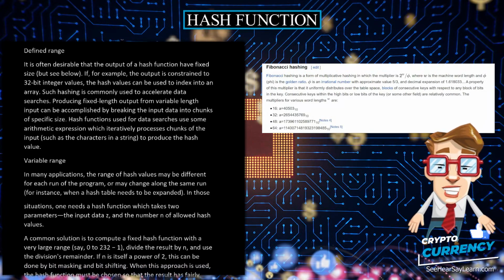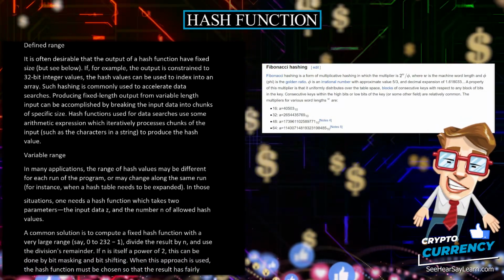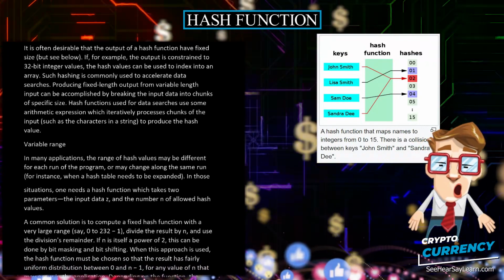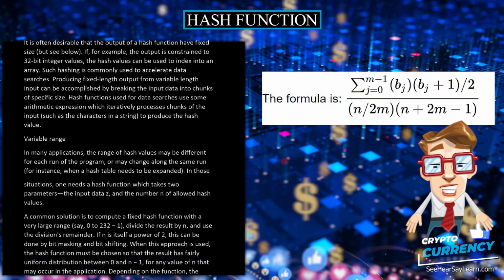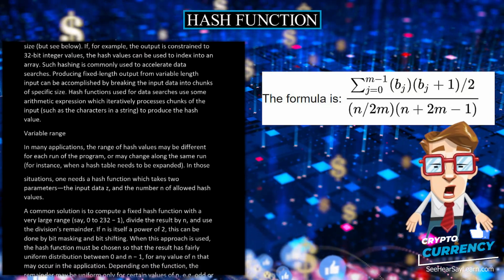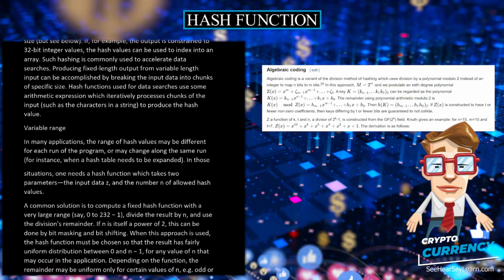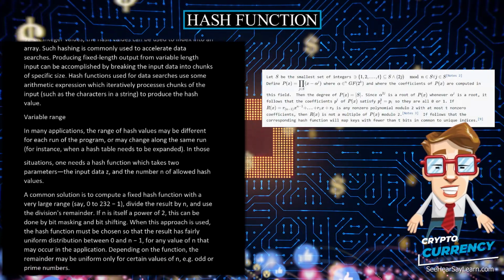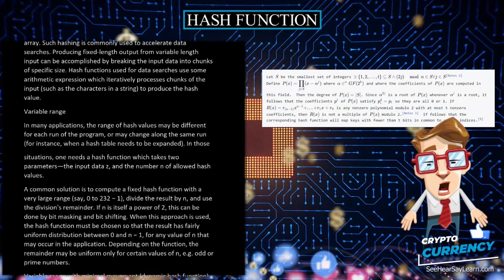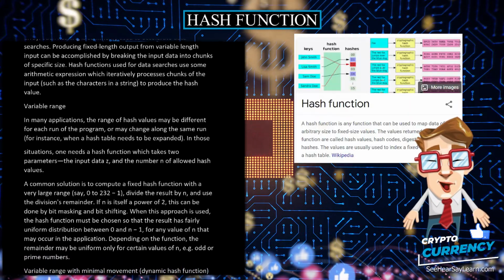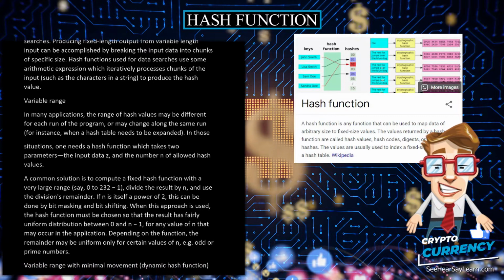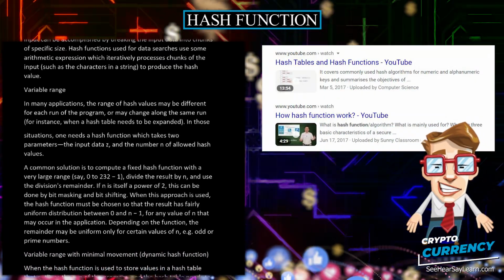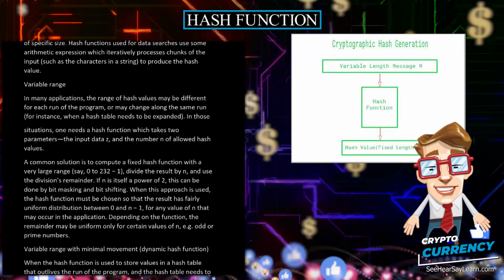When the hash function is used to store values in a hash table that outlives the run of the program, and the hash table needs to be expanded or shrunk, the hash table is referred to as a dynamic hash table. A hash function that will relocate the minimum number of records when the table is resized is desirable. What is needed is a hash function h(z, n), where z is the key being hashed and n is the number of allowed hash values, such that h(z, n+1) equals h(z, n) with probability close to n/(n+1).